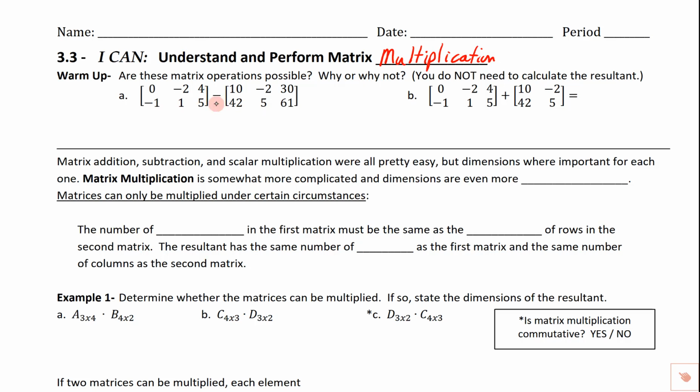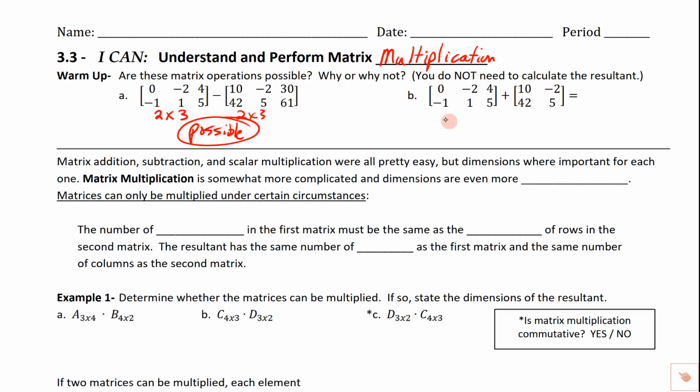This is a subtraction problem. Remember, dimensions are important here, so we need to do this element by element, and we need to check and make sure that the dimensions of both of these are the same. So 2 rows, 3 columns, 2 rows, 3 columns. This would be possible. So we'll just write that this is possible. Again, we're not going to go through and calculate that.